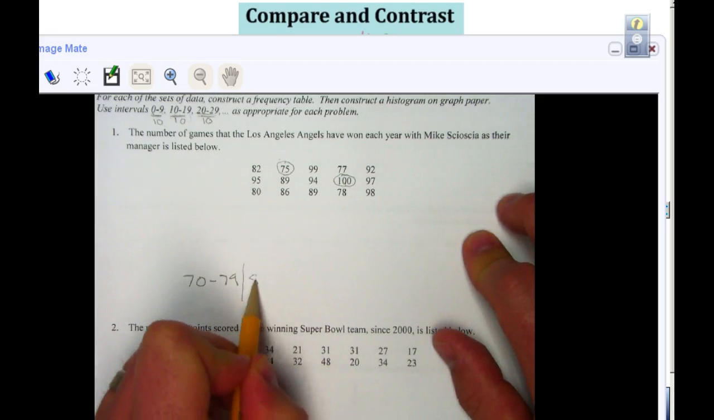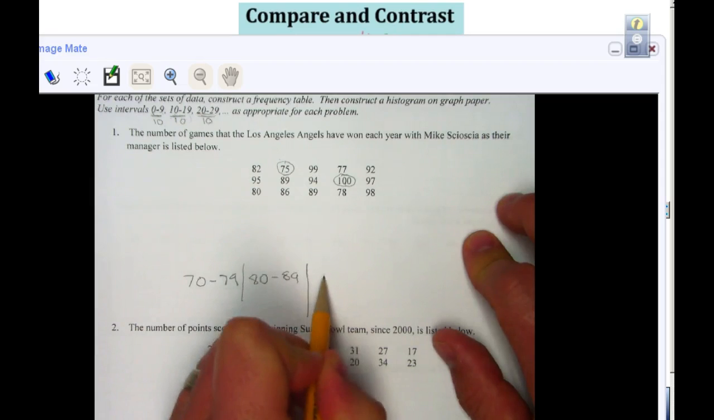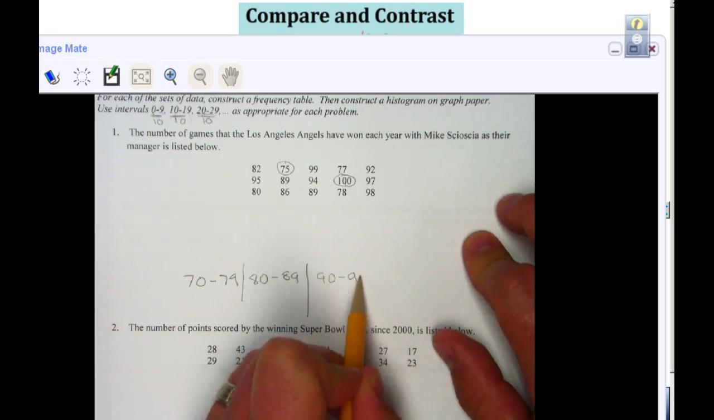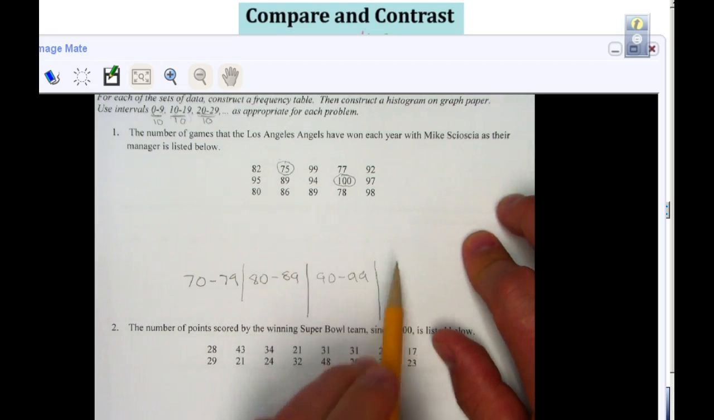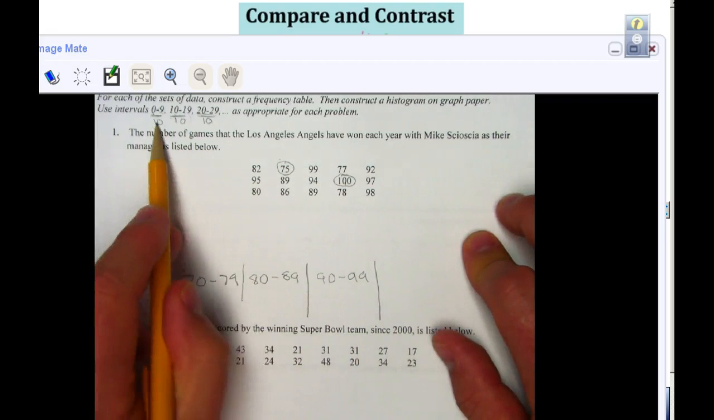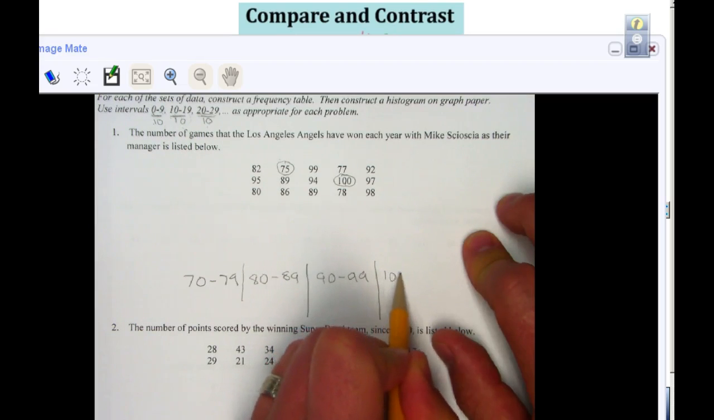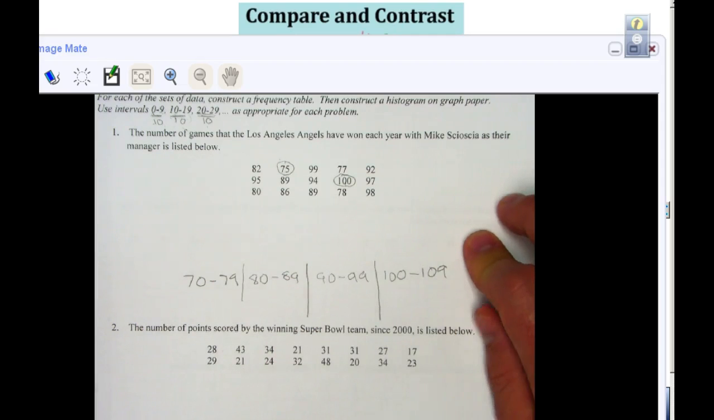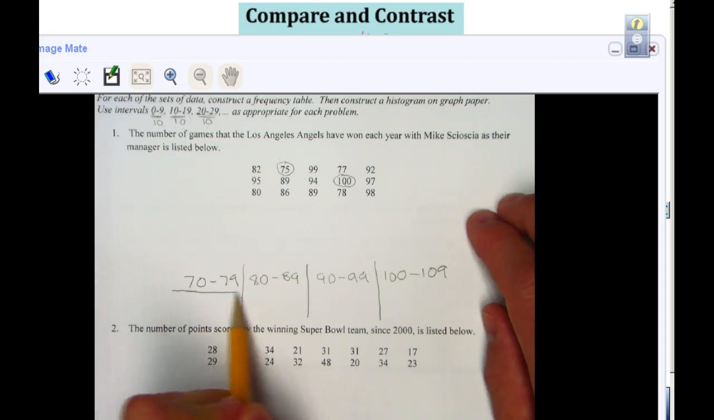So the next interval would be 80 to 89. Next interval is 90 to 99. And it might be tempting to say, oh, we only have one that's 100. Could we just make this 100 and not have to do another one? And again, that's one of the rules. You have to have the same increment. So we do have to make another one that's 100 to 109. Okay, so you do have to keep those increments the same. Okay, this is the frequency table.